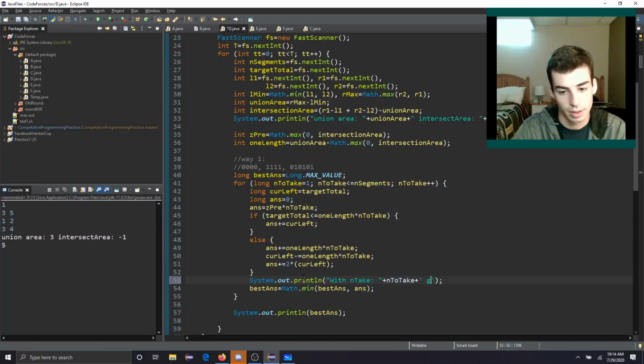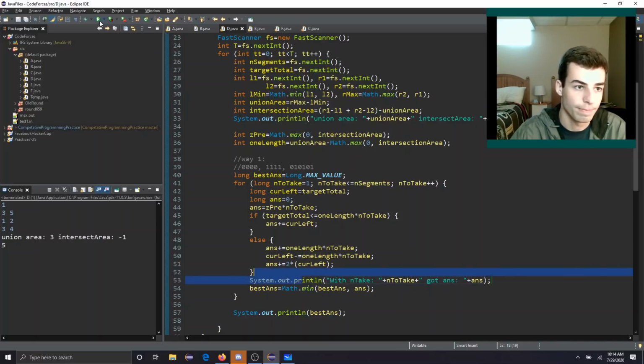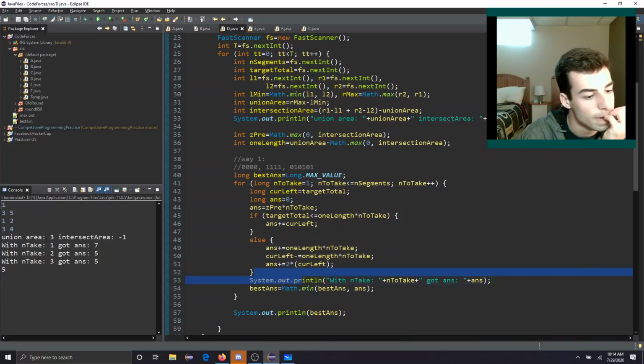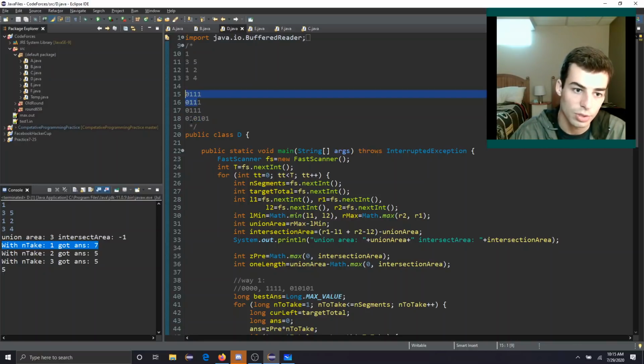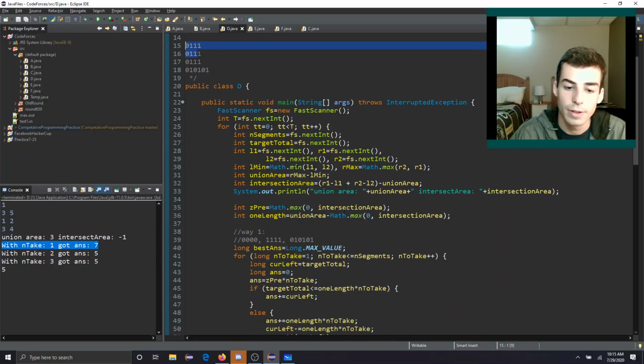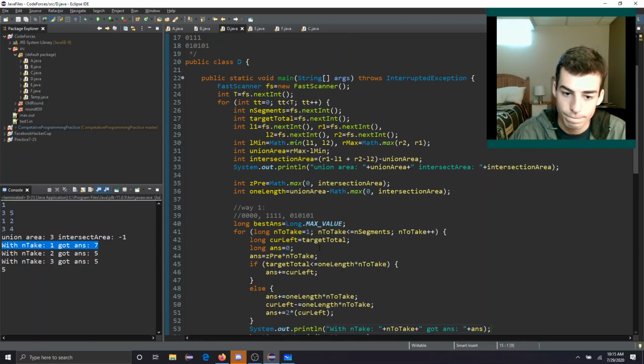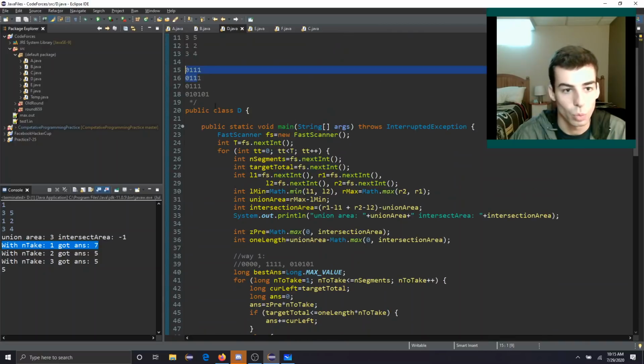Take, we got the answer plus this answer. So when we take 1, we get 7. 1, 2, 3, 4. Yes, then it takes 4 here. Should be 6, right? 1, 2, 3, 4. No, that should be 7. 4 plus 3. 1 shouldn't be 7.